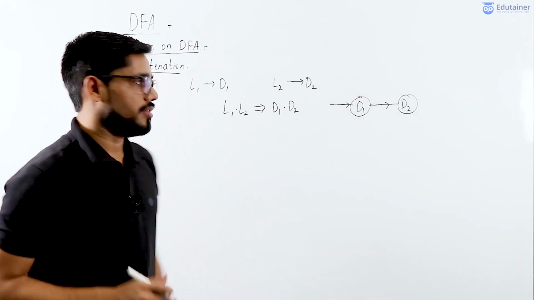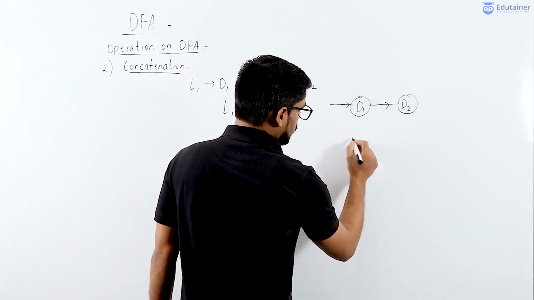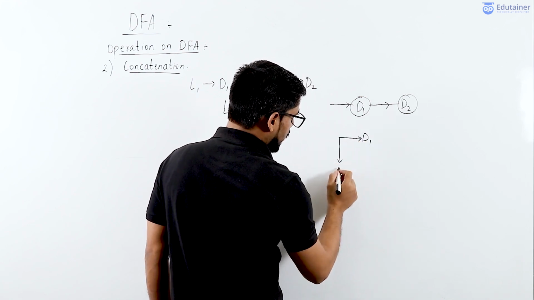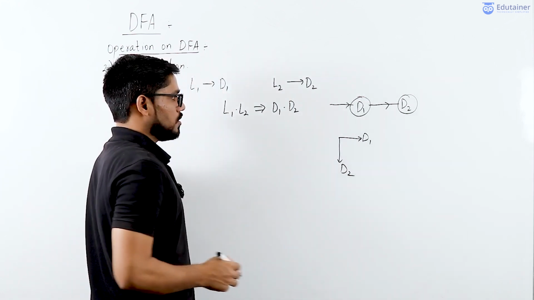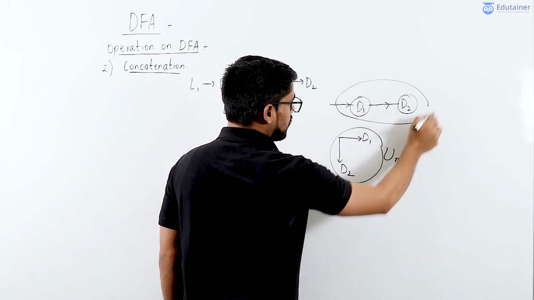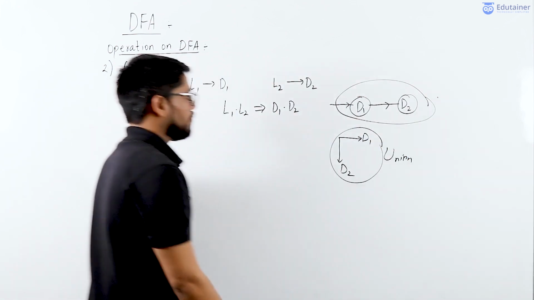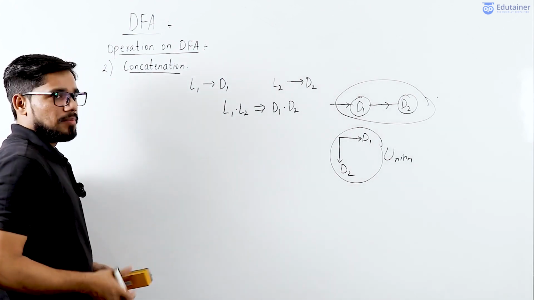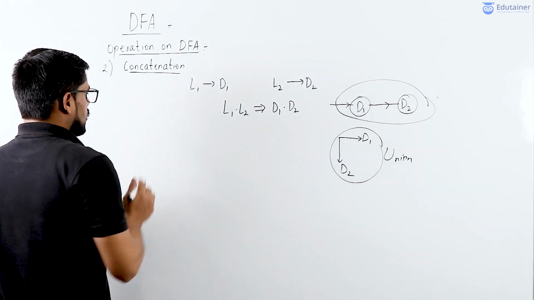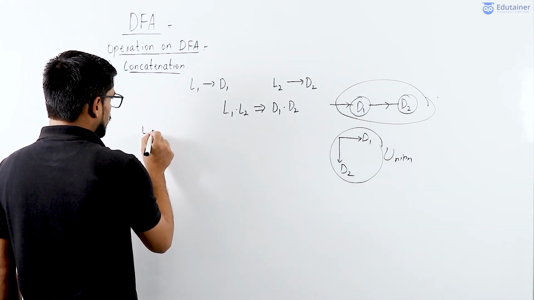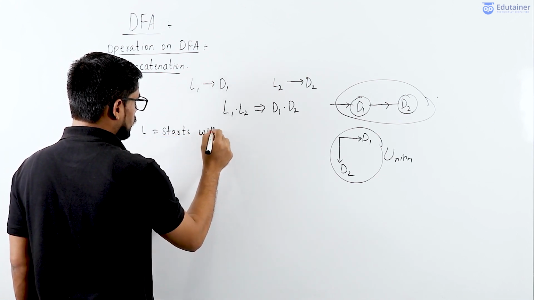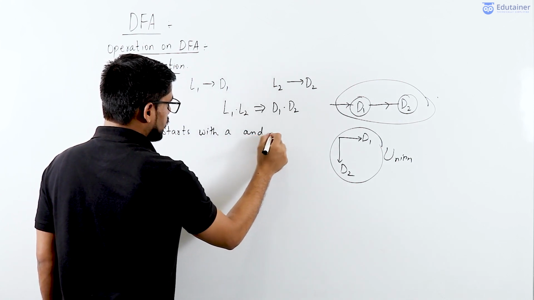While in the DFA for union, the transition diagram will look like this: D1, and on the downside we draw D2. So this is applicable in union operation and this is applicable in concatenation operation. Okay, so let's take an example. It will be more meaningful to understand the concept. Let us say I have a language L which starts with A and ends with B.